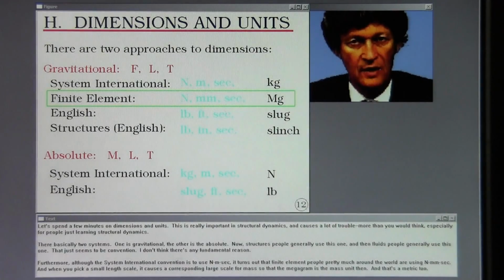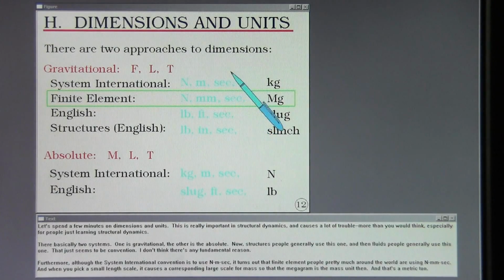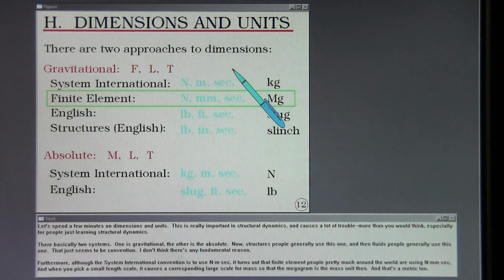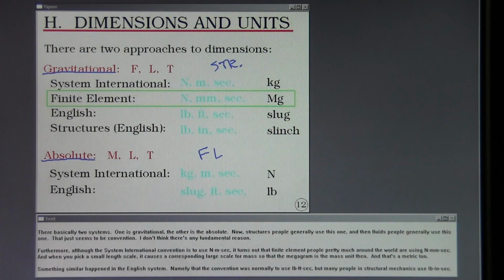Let's spend a few minutes on dimensions and units. This is really important in structural dynamics and causes a lot of trouble, more than you would think, especially for people just learning structural dynamics. There are basically 2 systems. One is gravitational, the other is the absolute. Now, structures people generally use this one, and fluids people generally use this one. That just seems to be convention. I don't think there's any fundamental reason.